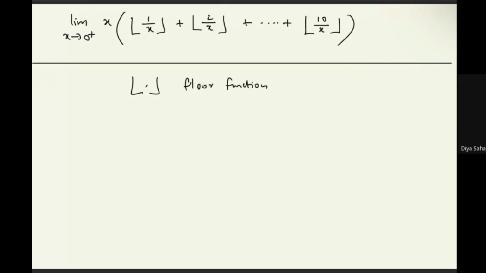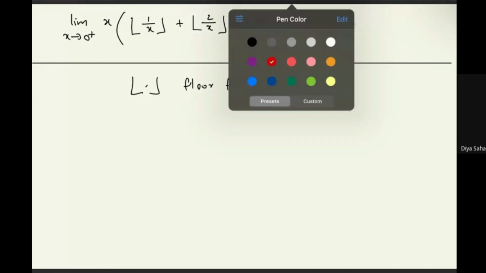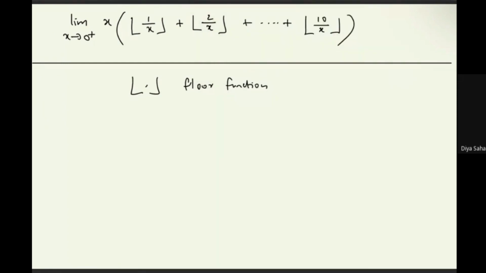Okay, any idea how to do this? I won't say it's very trivial, but we want to calculate the limit of each of these. So how about going term by term? Maybe we can look at x times floor of 1 by x, x times floor of 2 by x, and so on. So first of all, I'm taking the first term.